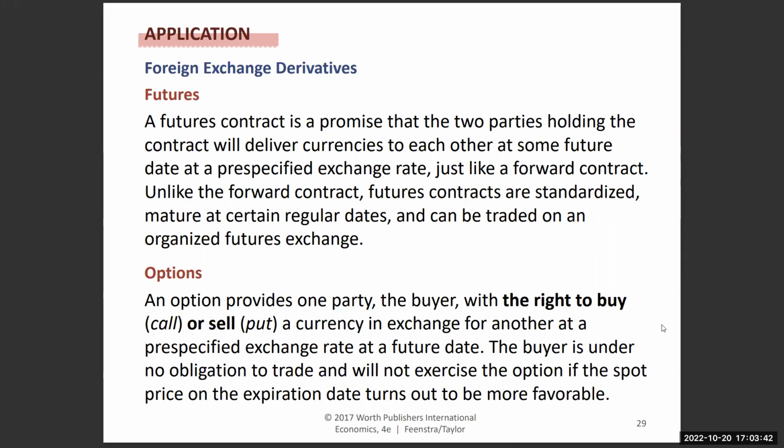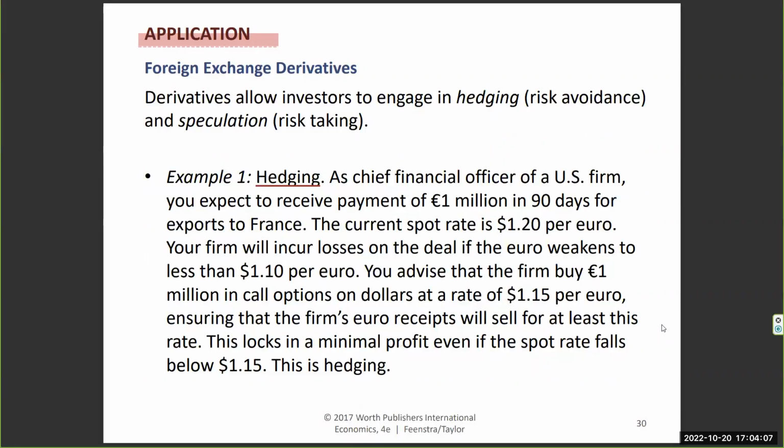So a currency in exchange of another at a prospective exchange rate at a future date. The buyer is under no obligation to trade and will not exercise the option if the spot price on the expiration date turns out to be not favorable to him.